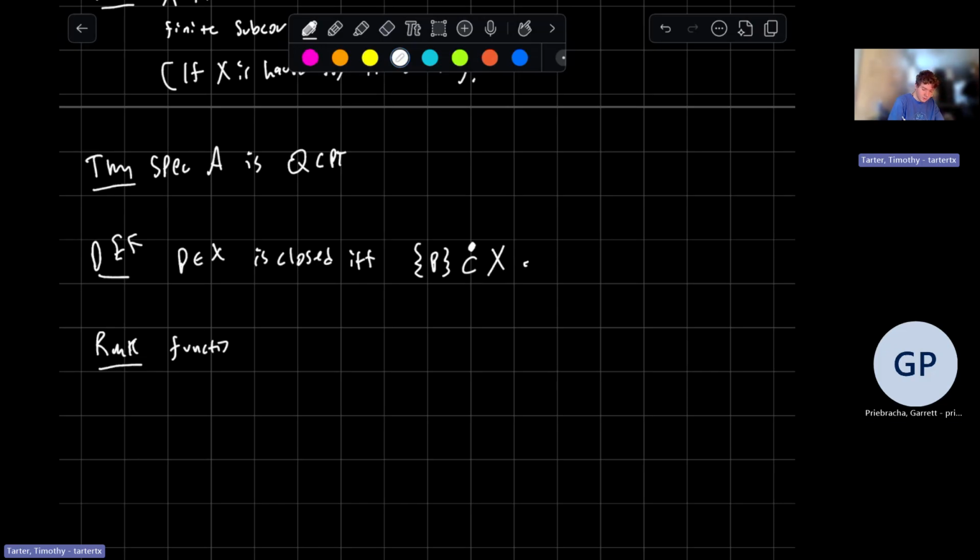So functions on X equals spec A are determined by their values on closed points.